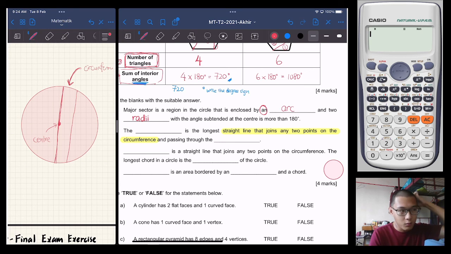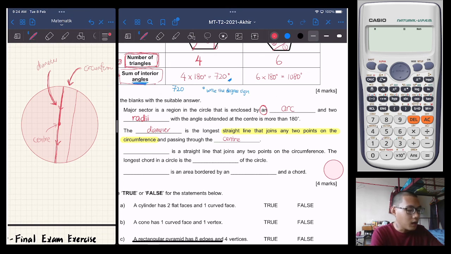It passes the center. And what's the name for this line? We have two radii connected, in the same direction, because this line and this line are parallel, right? So what do we call this one? This straight line, we call the diameter. So the diameter is the longest straight line that joins any 2 points on the circumference and passes through the center. So this one is the center.